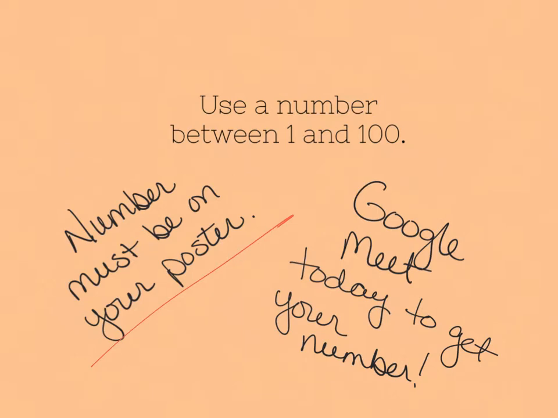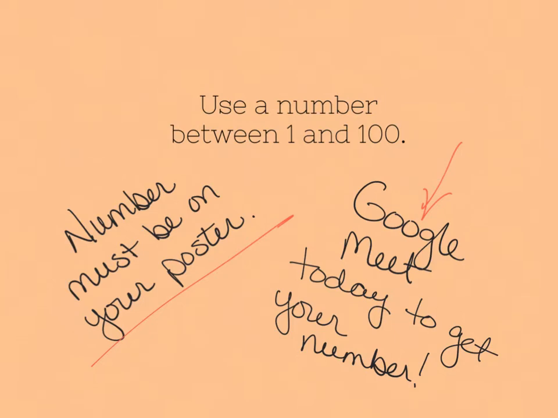Now, what number? You are going to come to a Google Meet today. I'm going to post 3 of them. I'll have 3 of them in Schoology today. Come to one of them. I don't care which one. All you need to do is come in and get your number. I already have numbers assigned to people. You just come into the Google Meet and I will give you your number. That's it. It's as easy as that.